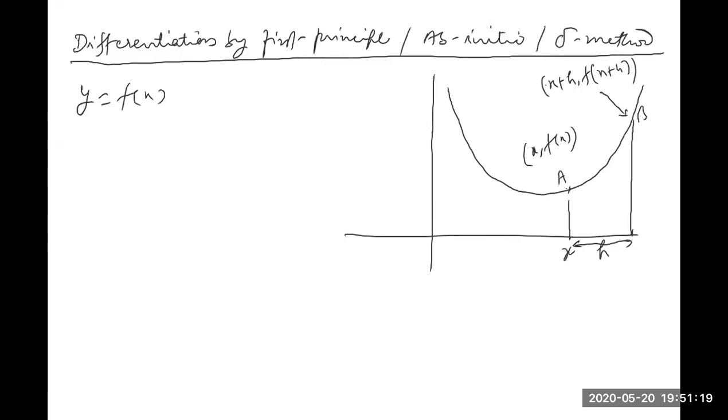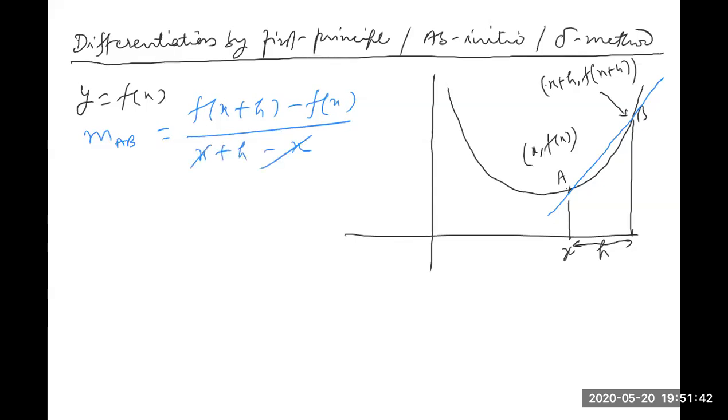Now if I join this line, I will get this chord AB. So what is the slope of this chord AB? Slope of chord AB is (y2 - y1) upon (x2 - x1), that is f(x + h) - f(x) upon (x + h) - x. This will cancel out. So this is the slope of the chord AB. Understood? This is not divided by dx. The slope of the chord AB is (f(x + h) - f(x)) upon h.